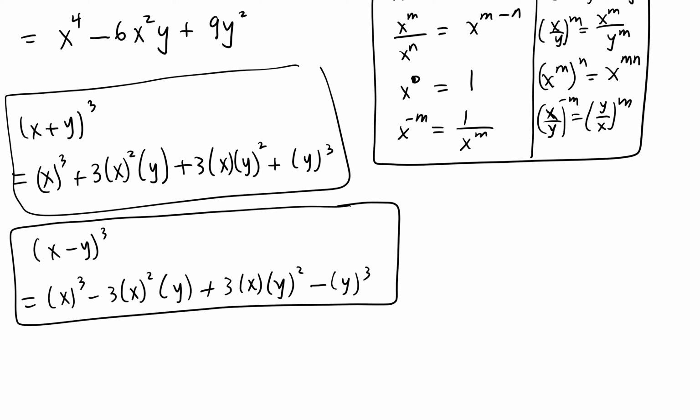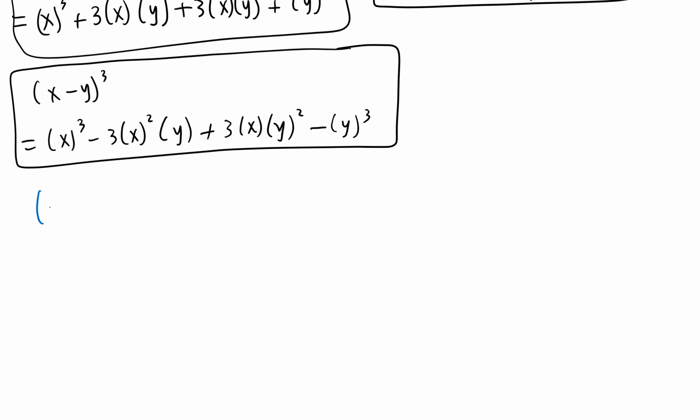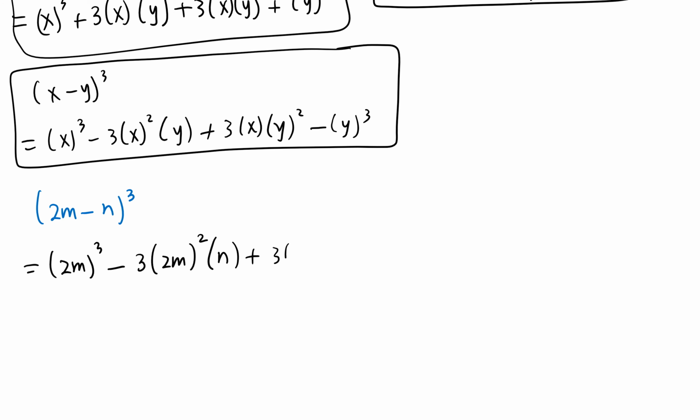And we may look at an example to see how to apply this. We have 2m minus n all cubed. What does that give us? The first one, you cube it, minus 3 first one squared times the second plus 3 first one times the square of the second plus the second one cubed. And then you have to simplify this. We can't just leave it like that.